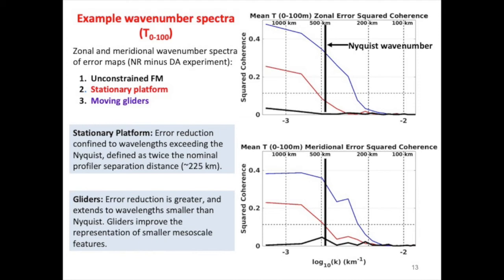But if you simulate moving gliders, not only is the error reduction, or significance of error reduction, increased substantially at all wave numbers, but you can see that the significant error reduction extends to smaller wave numbers than the Nyquist. The mapping of ocean structure by the moving gliders is resolving smaller scales in the system and an overall more accurate representation of the mesoscale eddy field.